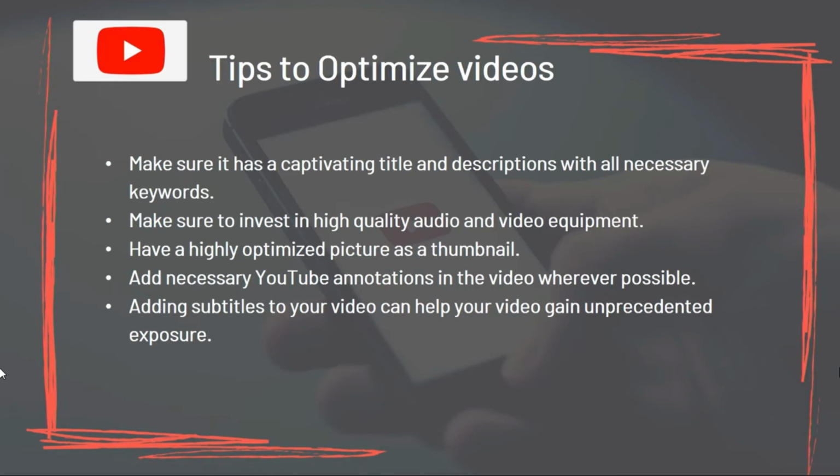Tips to optimize videos. Make sure it has a captivating title and descriptions with all necessary keywords. Make sure to invest in high-quality audio and video equipment. Have a highly optimized picture as a thumbnail. Add necessary YouTube annotations in the video whenever possible. Adding subtitles to your video can help your video gain unprecedented exposure.